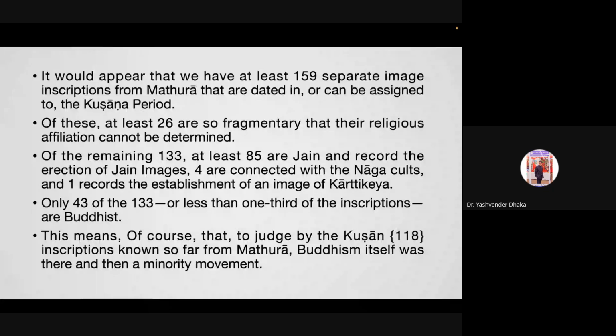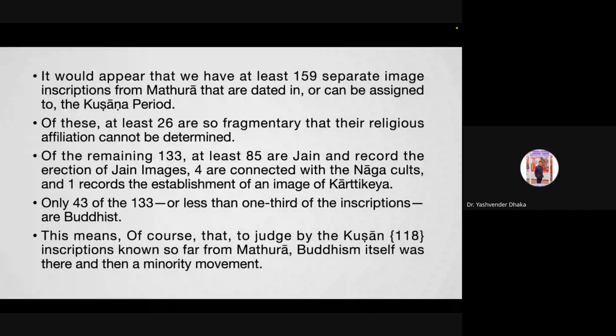These are of the Kushana period. So there are 26 which are very fragmentary. We cannot deduce any religious affiliation from them. Now remains 133. So at least 85 are Jain. I'm talking about images only, not of epigraphs. So sometimes there is no epigraph on an image, so we have to identify through iconography. Records the erection of Jaina images, 4 are connected with the Naga cults, and 1 records the establishment of an image of Kartikeya, which is of Gupta period.